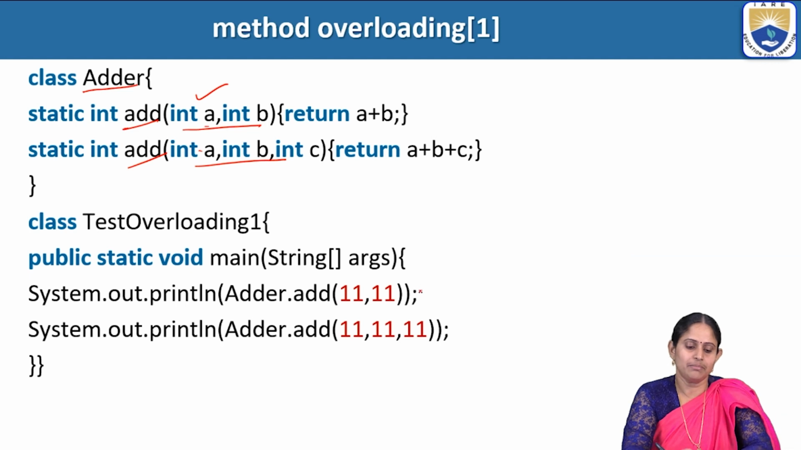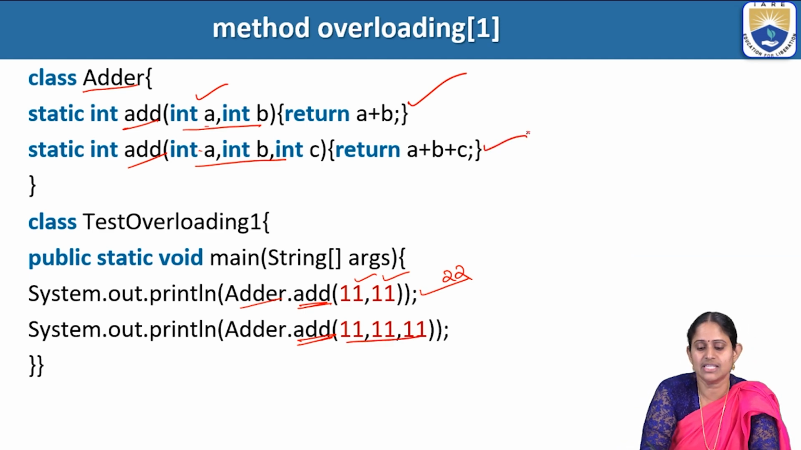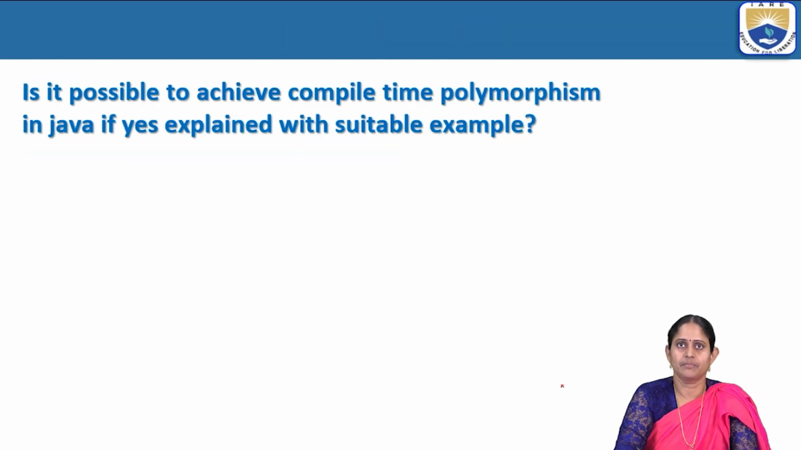In the main class, it is invoking the add method of the Adder class with two parameters. So it will invoke this and it will return 22. Whereas the second add method is passing three parameters. So it will invoke this, add these three numbers, and return 33. So this is about method overloading.